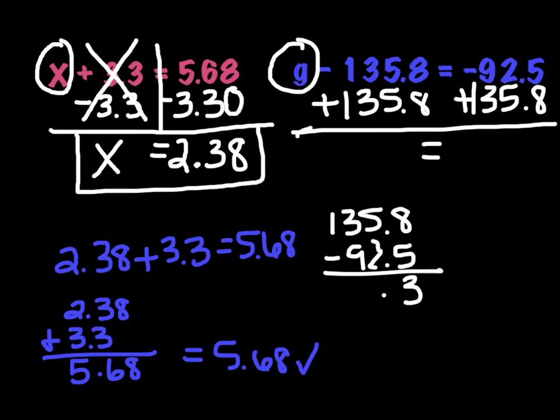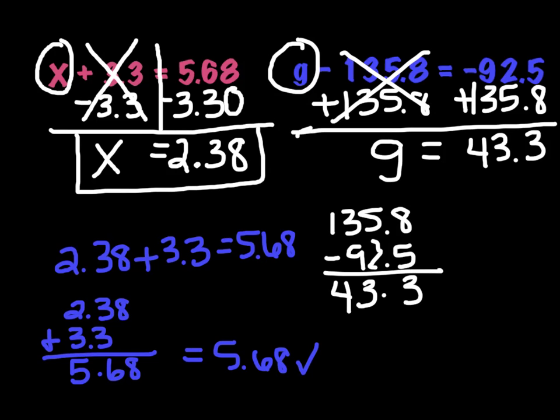8 minus 5 is 3. 5 minus 2 is 3. 13 minus 9 is 4. So when I do that, I get 43.3. And my positive number has a higher absolute value, so I know that my answer is positive. This cancels out on the left side and leaves me with g.